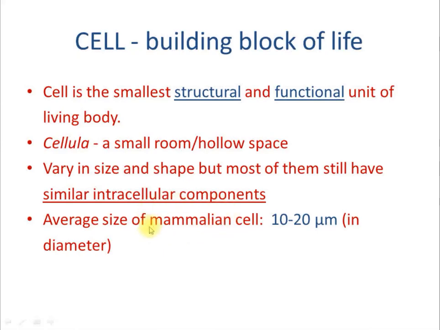So the average size of a mammalian cell. Mammalian, because we belong to the species which has developed mammary glands, right? It's a characteristic of our species, that's why we are mammalian. So a mammalian cell is 10 to 20 micrometer in diameter.